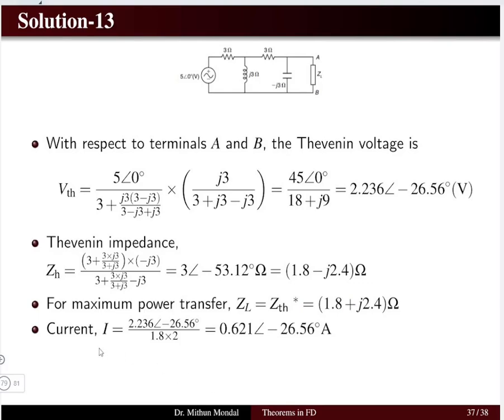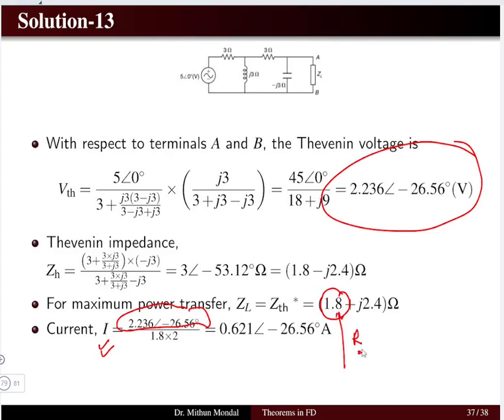First we calculate the current flowing in the network, which can be calculated from the Thevenin voltage and the resistance. Here the resistor is equal to 1.8, and the impedance can be written as R plus jX. We choose only the resistor, which is equal to 1.8. That gives the current flowing through the load impedance.